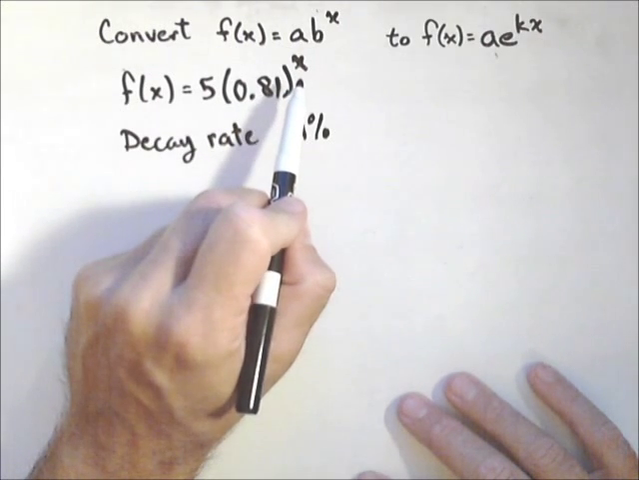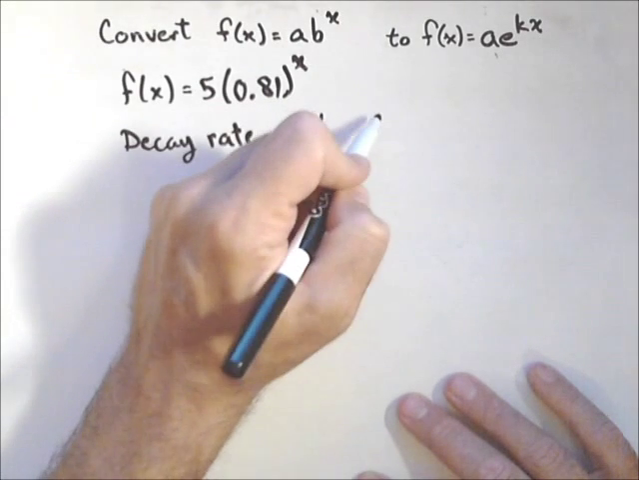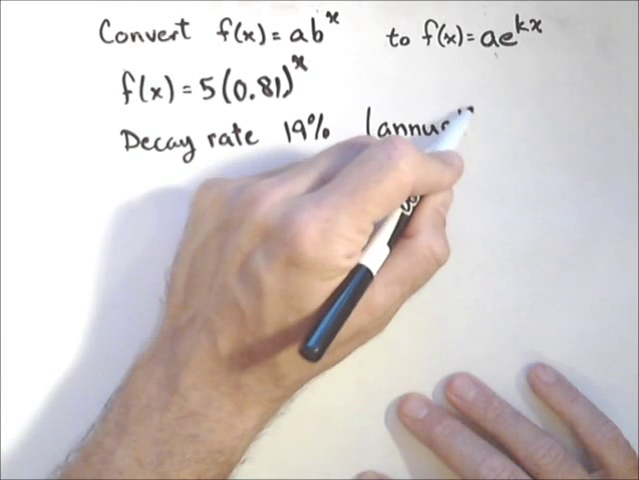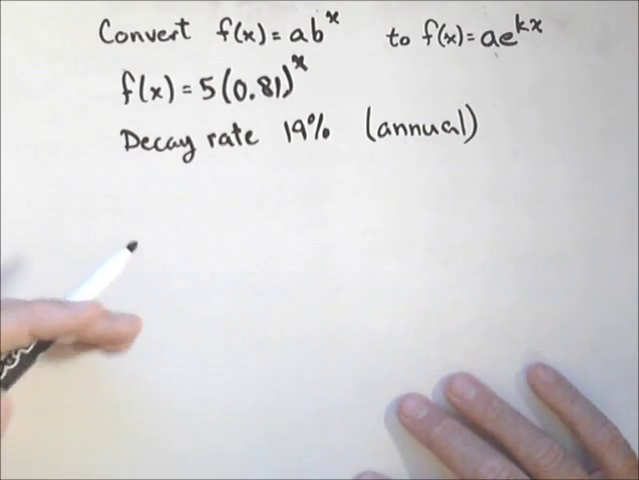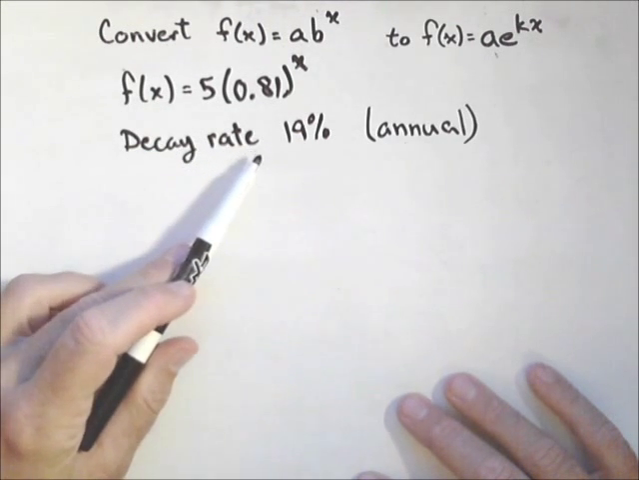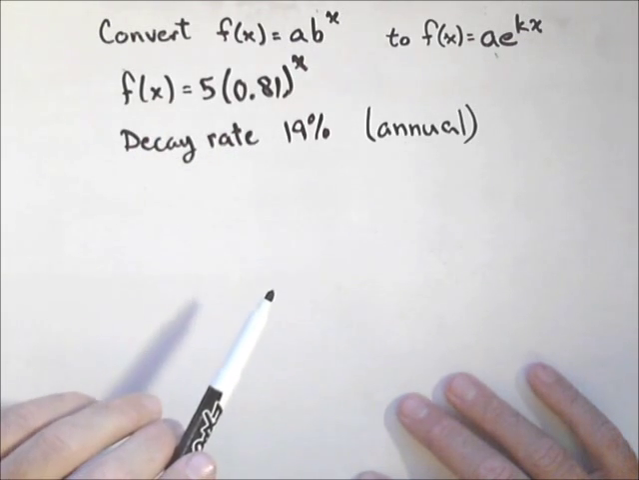Now, depending on what x is measured in is what this decay rate will be in. So for instance, if x is in years, this would be an annual decay rate. If x was in months, it would be a monthly decay rate. So it depends on what x is measured in. But that would be per change in 1 of whatever x is, we'd lose 19%.